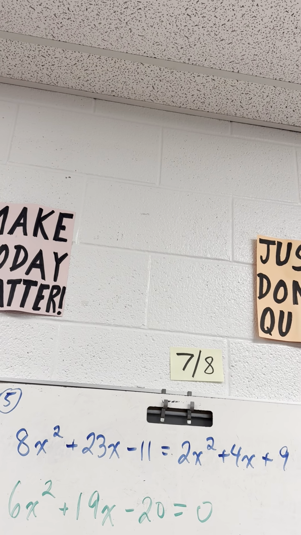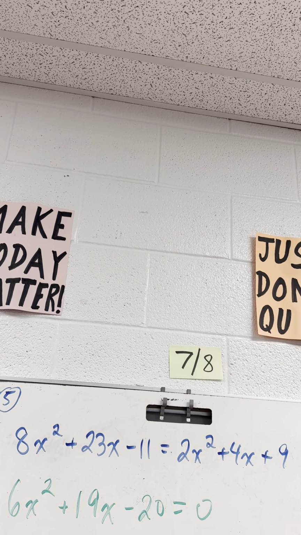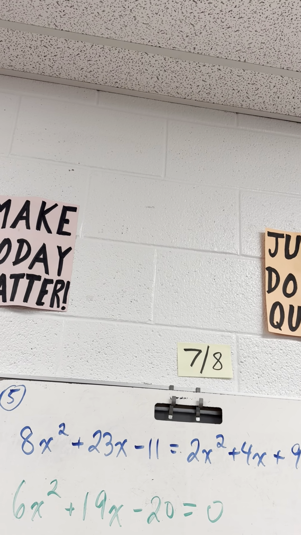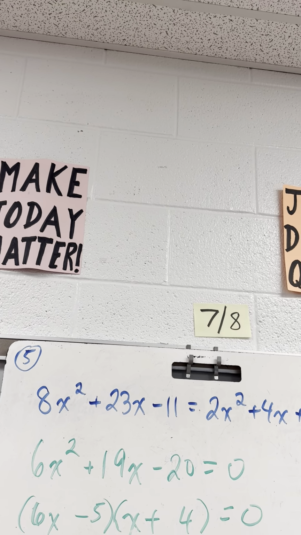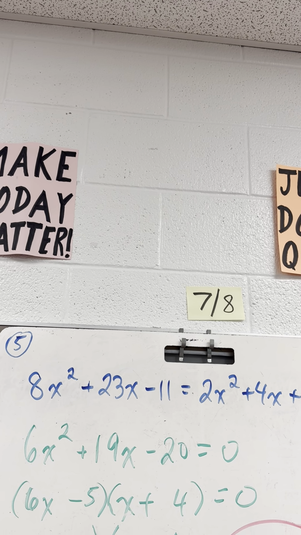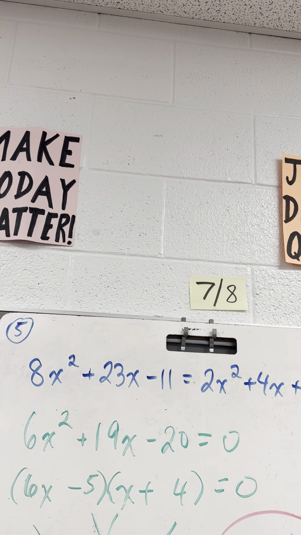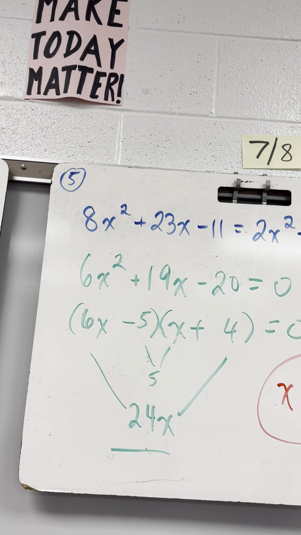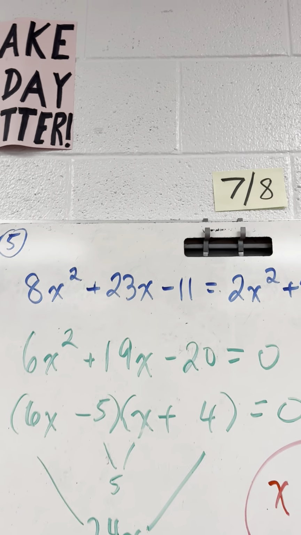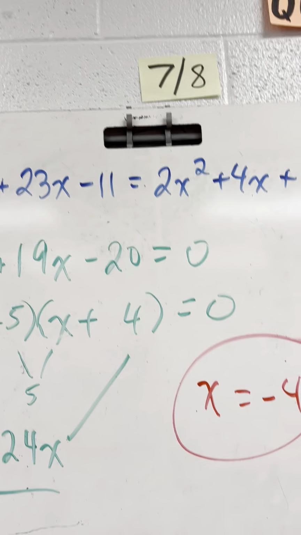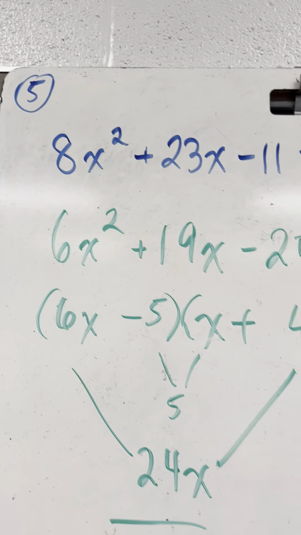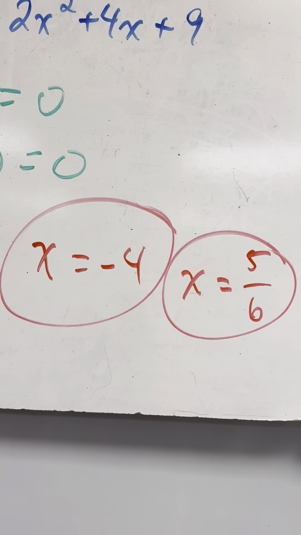What times what makes 6x squared? If you try 3x times 2x, you're going to find out, that's not going to work. So I'm going to try 6x and 1x. And when I put in -5 and +4, that works because 24 minus 5 is 19. So I get x equals -4 and x equals +5/6, right?